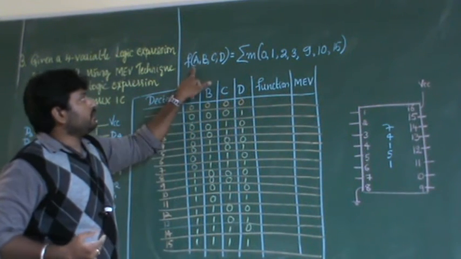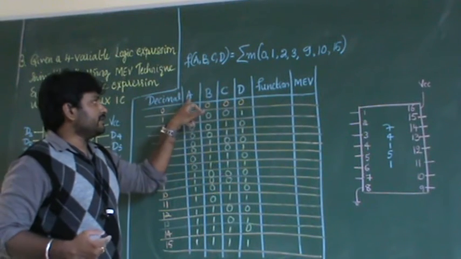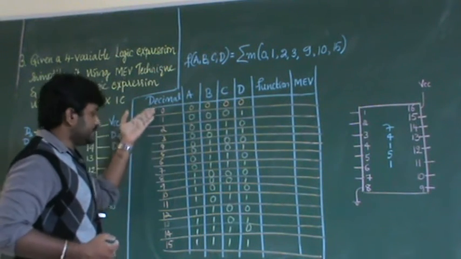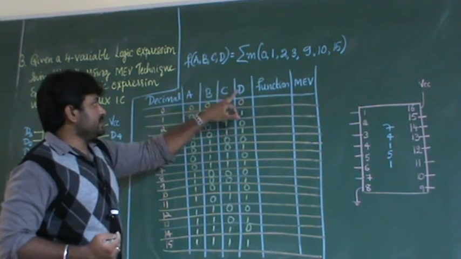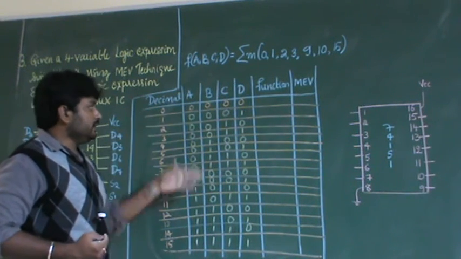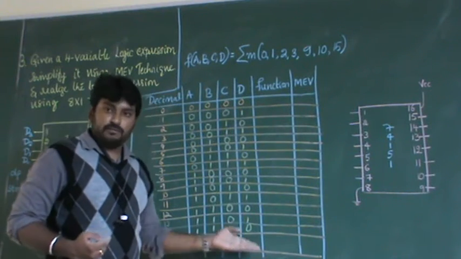See here, the 4 variables they have used in the question, that is A, B, C, D. So that's what I have written here, A, B, C, D, and I have also written the decimal equivalent in order to understand in a better way. Okay, A, B, C, D, and the decimal equivalent I have written, just from 0, 0, 0, 0 to 1, 1, 1, 1.